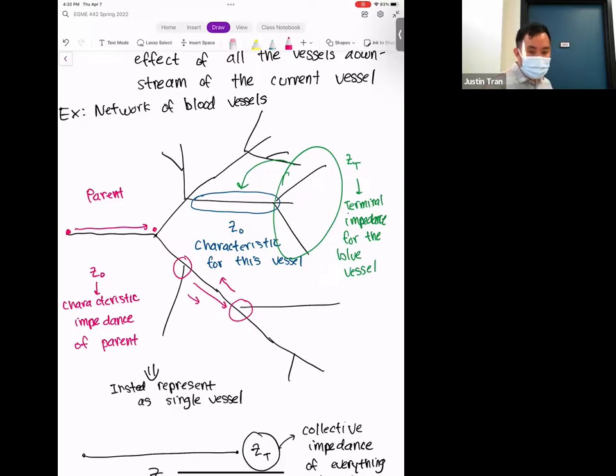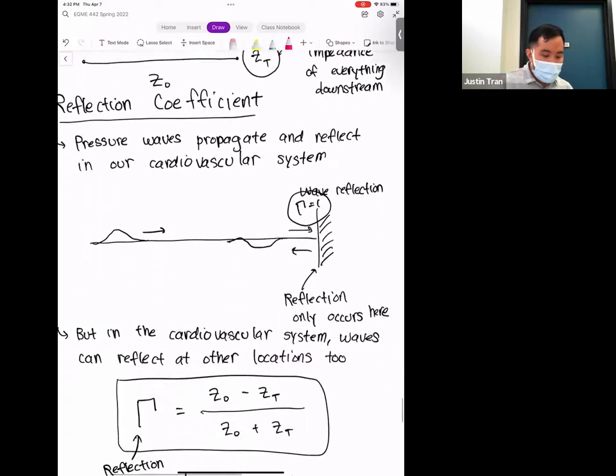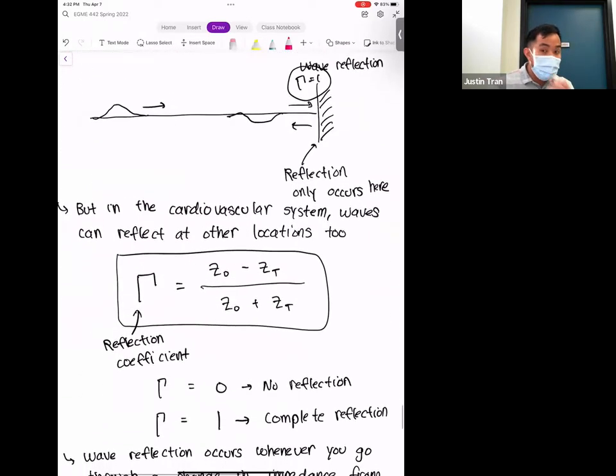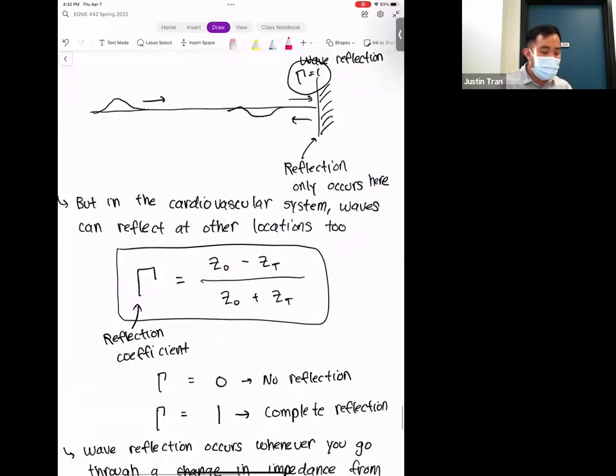All right, question. So what would be the effects of the reflections? For a lot of these bifurcations, the reflections are very small. Even 0.1 might be a little bit high. A lot of times they're only like 0.03 or 0.01, so we only have 1 or 2% of the reflections going on. When these pressure waves get reflected, they have some effect on the flow, and that's why we're talking about impedance now instead of resistance.